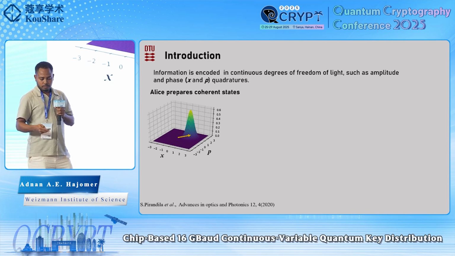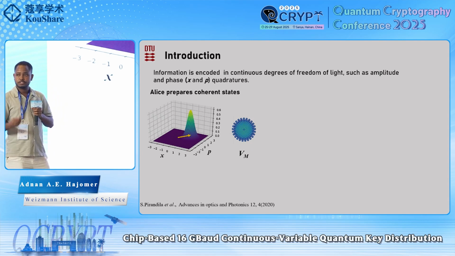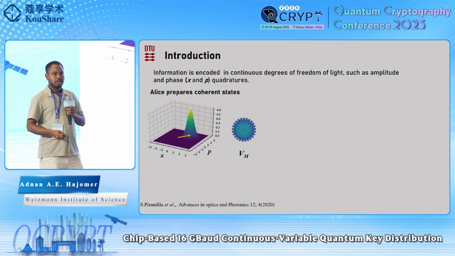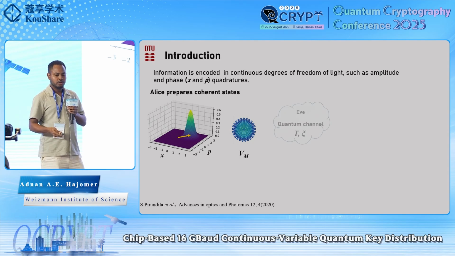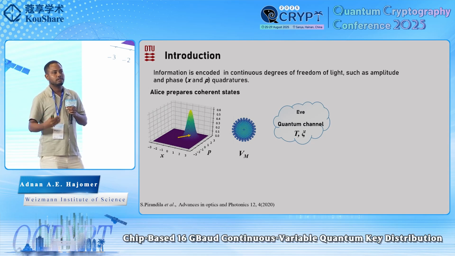On the transmitter side, or Alice's side, we prepare many of these states, and we call this the state ensemble. It is characterized by a parameter called the modulation strength, or the modulation variance VM, which basically tells you the size of your alphabet. After we generate those states, we send them through a quantum channel, assumed to be under full control of the eavesdropper. It is characterized by two parameters, the transmittance and the excess noise.